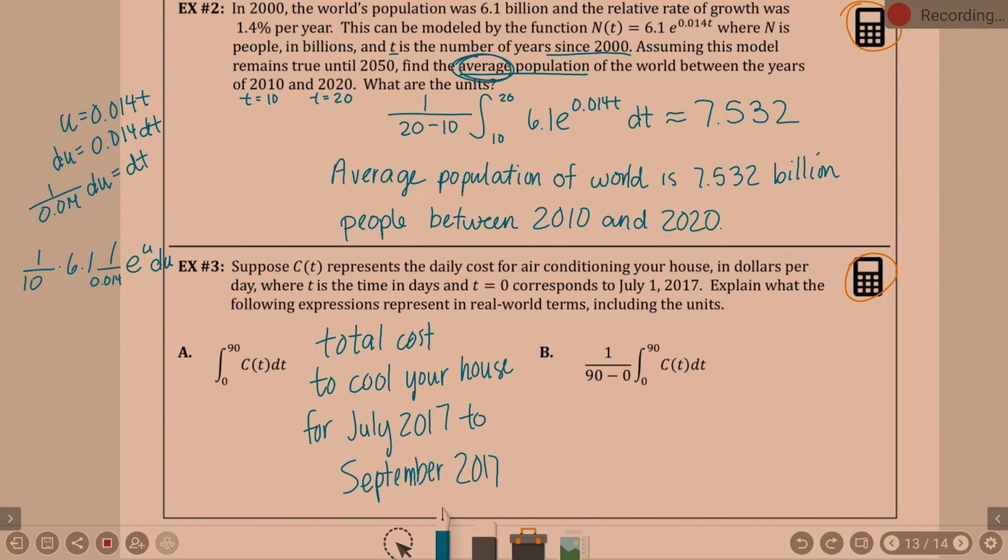The big thing is you're mentioning that it's cost, right? You're mentioning total cost, and you're getting the idea of 90 days. And by saying September, you're indicating you understand it's 90 days. Lots of different ways you could write that.